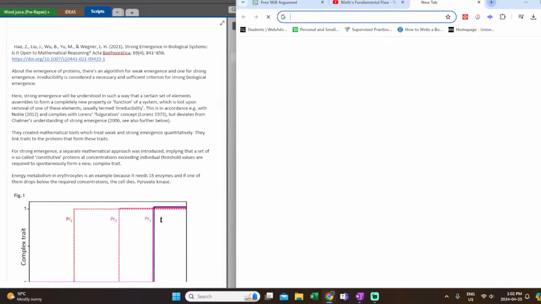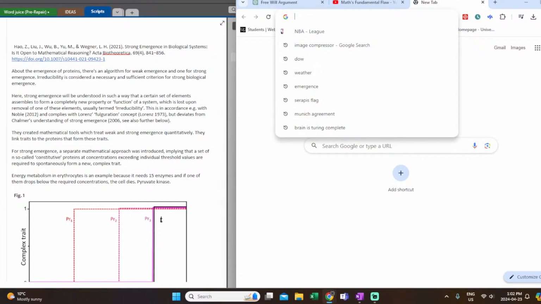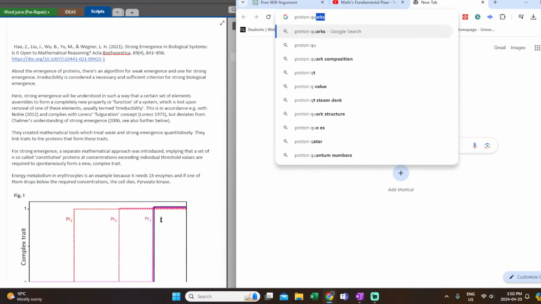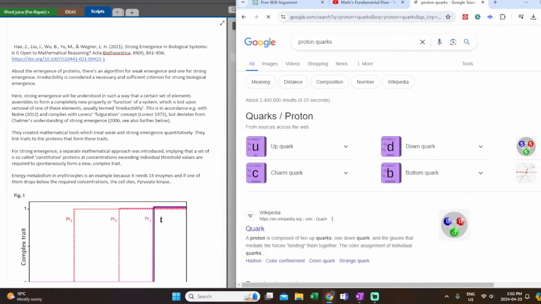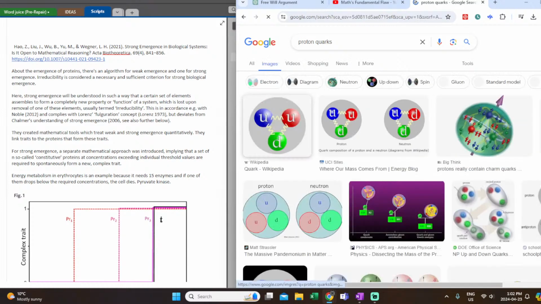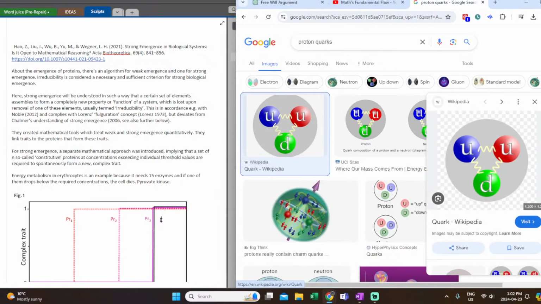Maybe I should start doing stuff to make this more interesting. So a proton is comprised of three quarks. The idea in weak emergence is that we can have a set of equations that explains how quarks interact with each other. These are specifically up quarks and down quarks. So two up quarks and a down quark go to make a proton.